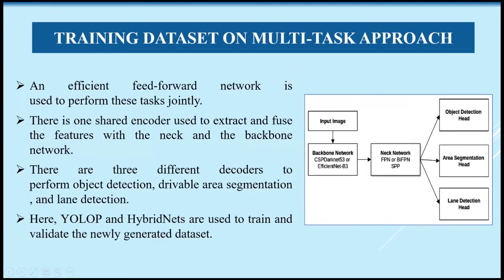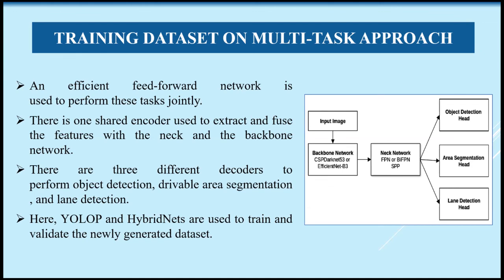So the next step is to train the dataset on a multitasking approach. In the multitasking approach, there is one shared encoder and 3 decoders to perform 3 different tasks simultaneously. The encoder consists of the neck and backbone network, which helps in extracting the features from the images and to fuse these features, while 3 different decoders perform 3 different tasks of object detection, lane detection, and area segmentation.